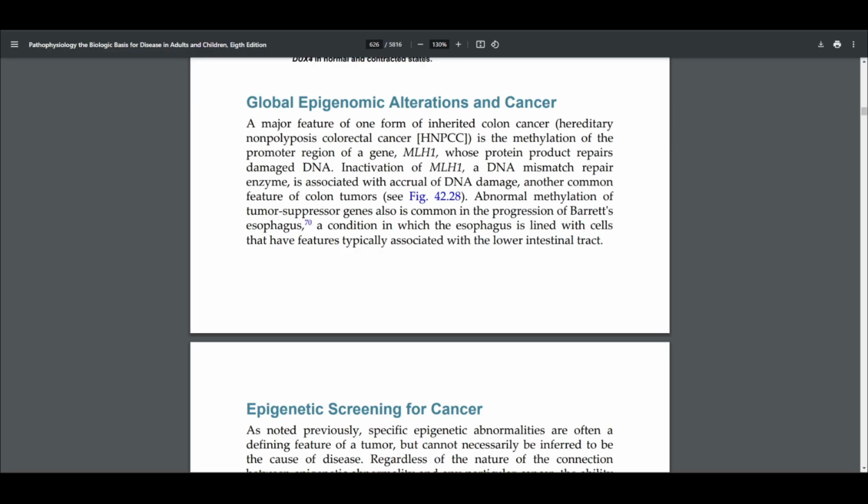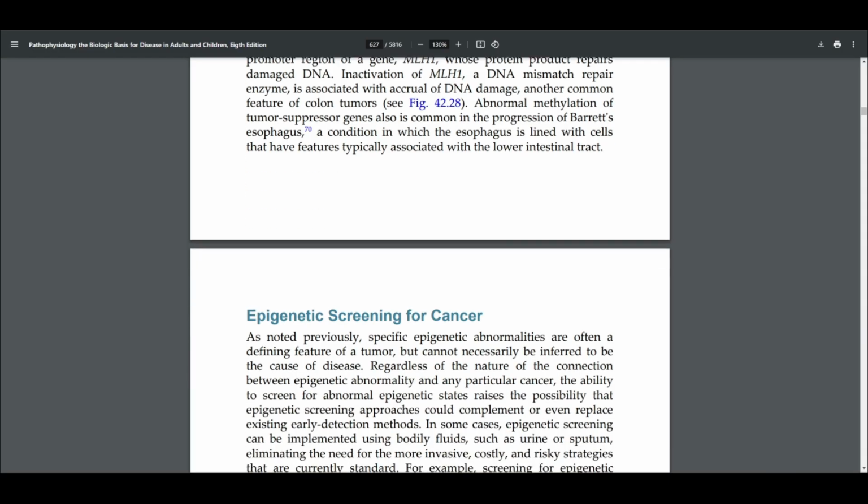Abnormal methylation of tumor suppressor genes also is common in the progression of Barrett's esophagus, a condition in which the esophagus is lined with cells that have features typically associated with the lower intestinal tract.